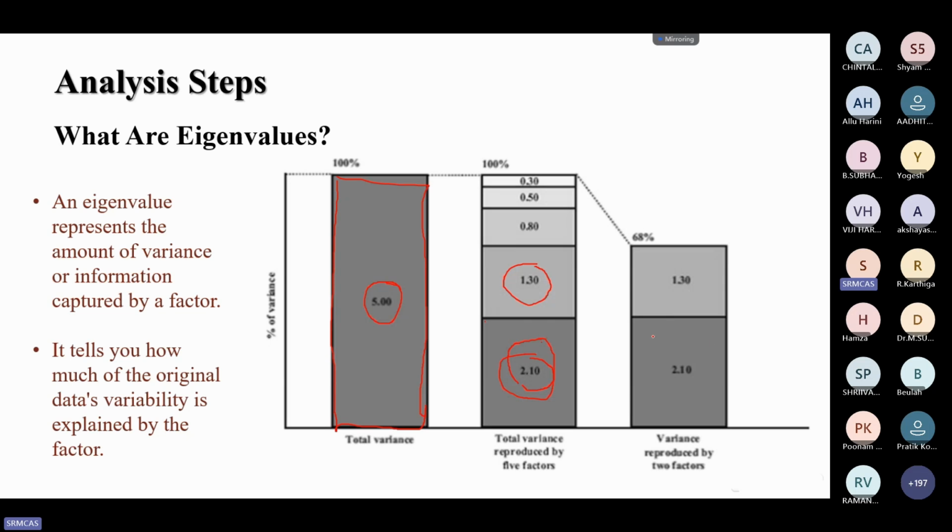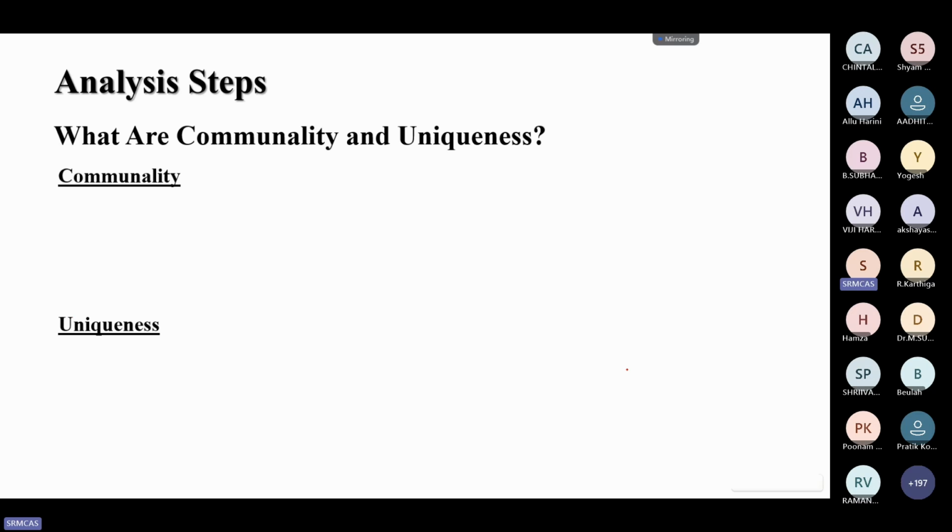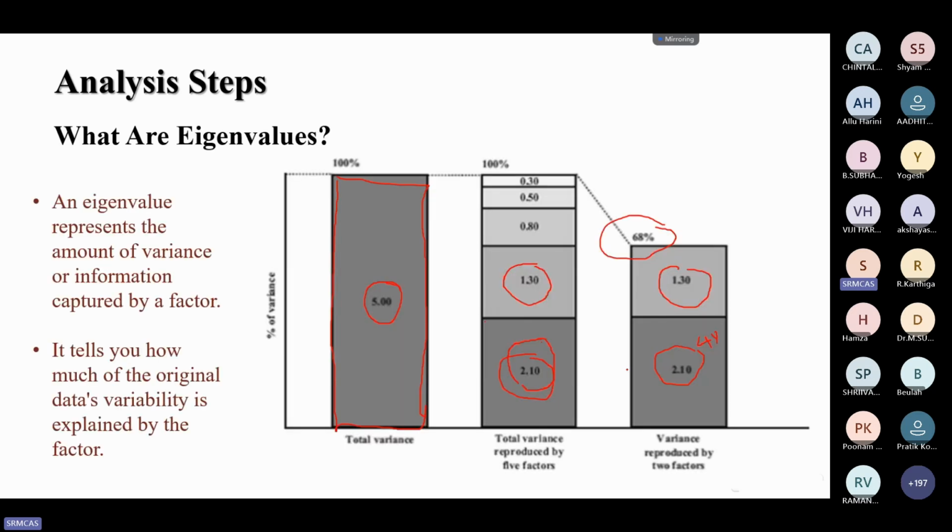Here, if we divide 2.1 by 5, we will get something like 40-something percent. I don't know exactly. Then the second factor captures this, so combined, these two factors express 68% of the total variance of all the variables. So the eigenvalues are just the amount of variance or information captured by the factors.